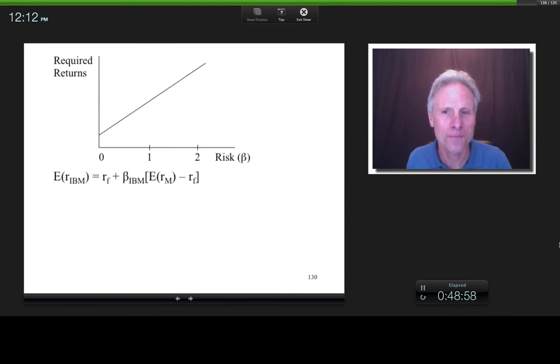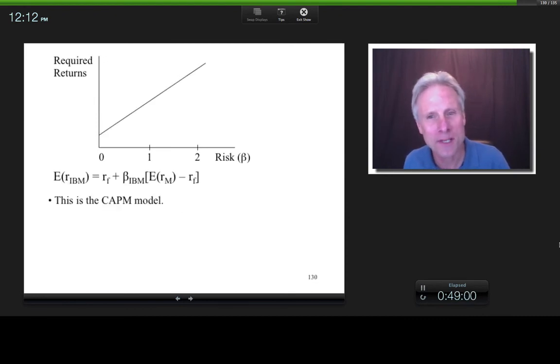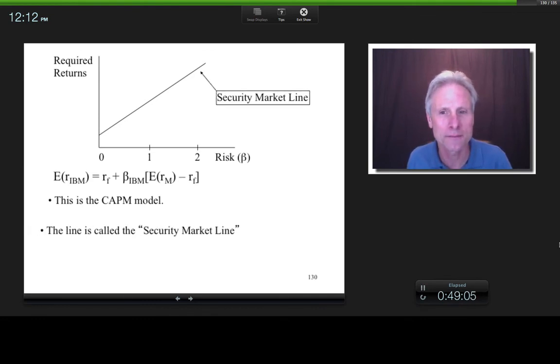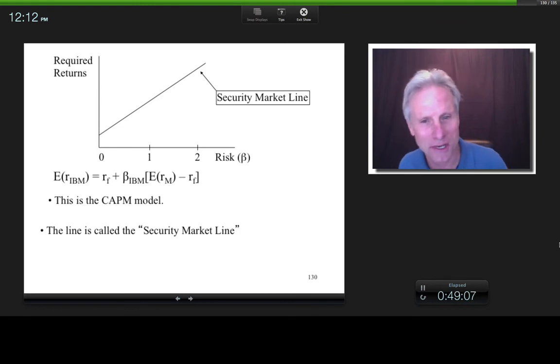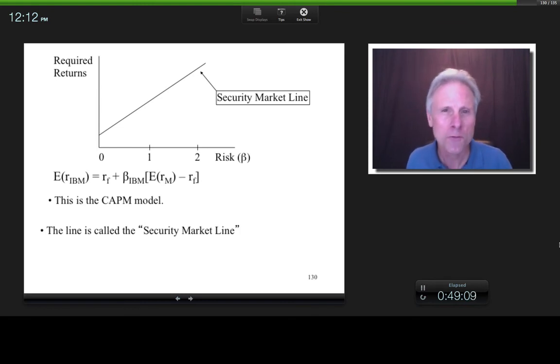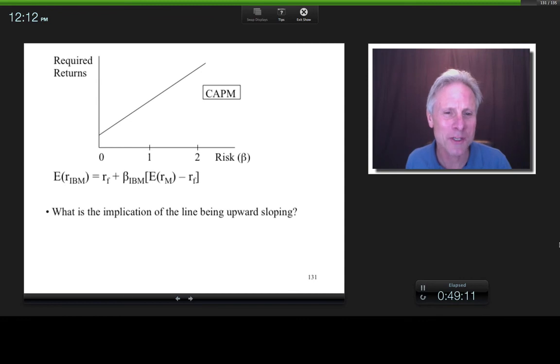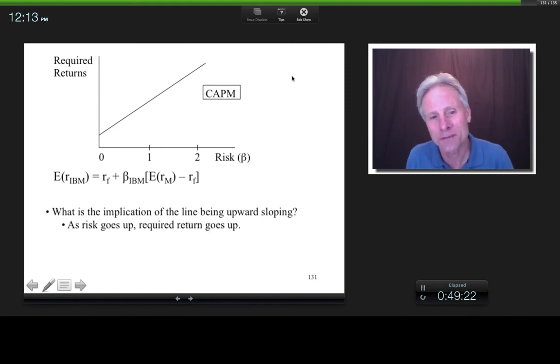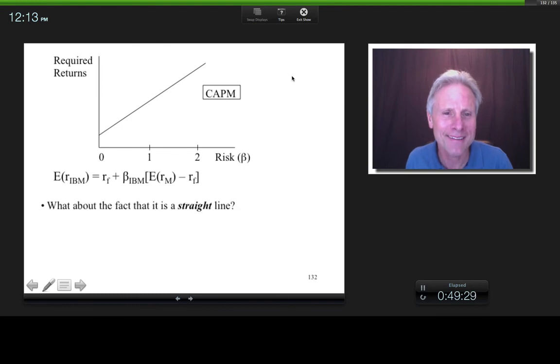So there we have the capital asset pricing model. This is also called the security market line. And so let's discuss this a little bit. First of all, what's the implication of this line being upward sloping? Well, not complicated. Hey, higher risk, we require higher returns, right? But what about the fact that it's a straight line?